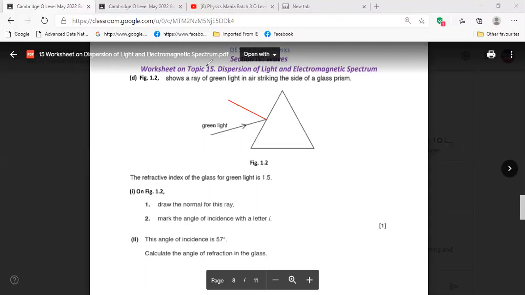Now you have to draw the angle, right? Angle, how to draw? This way, right? They are saying mark the angle of incidence with the letter I. So it will be your angle of incidence I. And where you drew this normal, you should label it. This is normal. So done. Part 1 is done. Take the snap, Monica, and send it to the group.